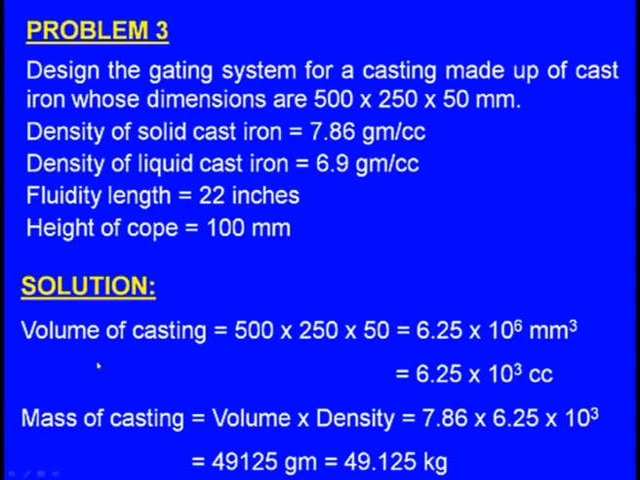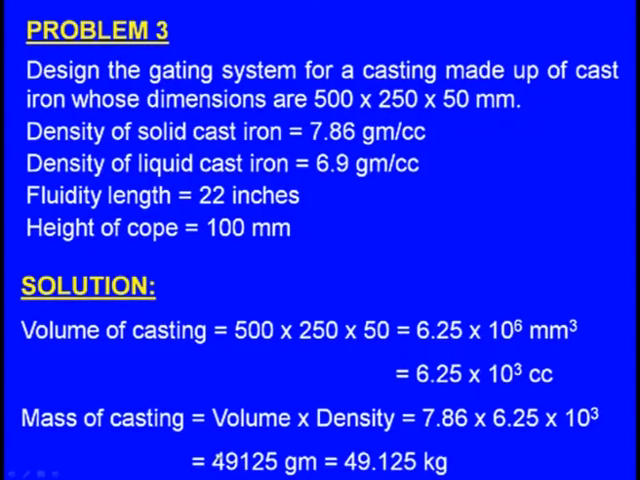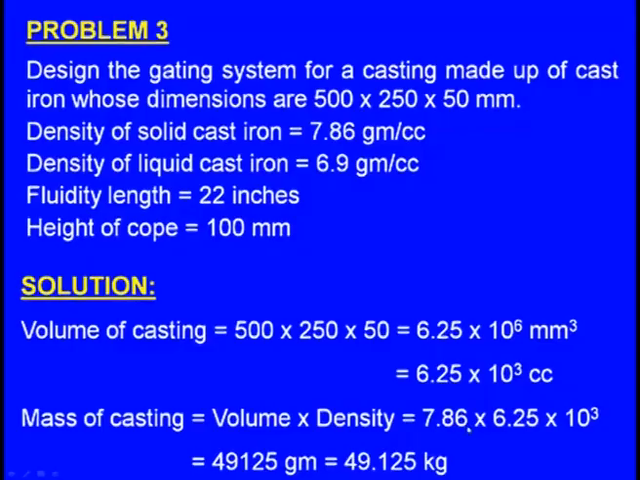Now, solution. Initially, we need to find out the volume of the casting, that is equal to 500 into 250 into 50, that is equal to 6.25 into 10 to the power of 3 cubic centimeters. Now, mass of the casting is equal to volume into density. It is a well known formula. The density is 7.86, so 7.86 into 6.25 into 10 to the power of 3, that is equal to 49.125 kilograms. So, this is the mass of the casting, assuming casting yield as 70%.